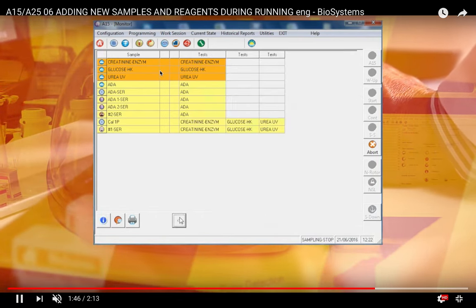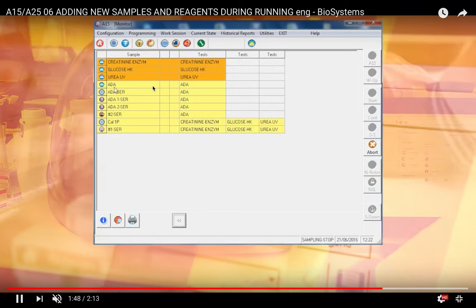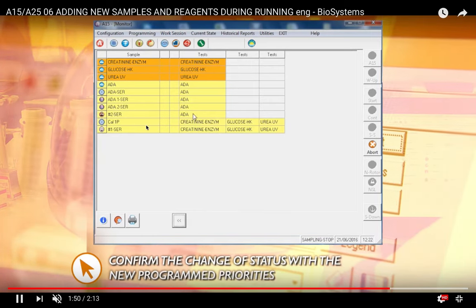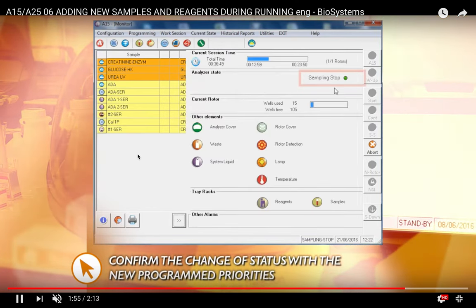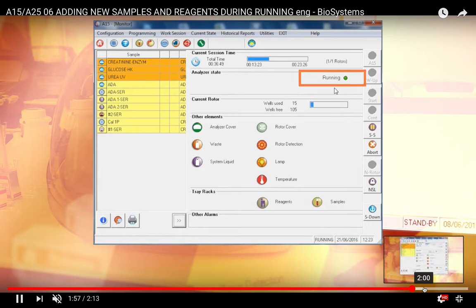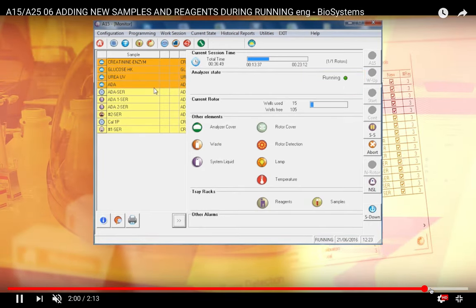So the orange one means it's running already. The yellow means that it is already entered. If it is finished, it will be colored green. Okay? It will be colored green. So much about that. Ayan.